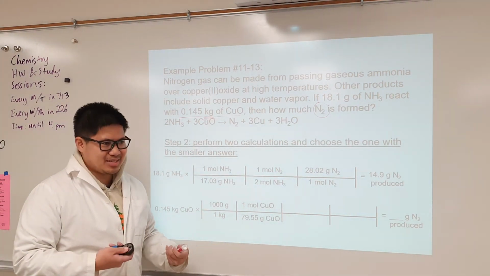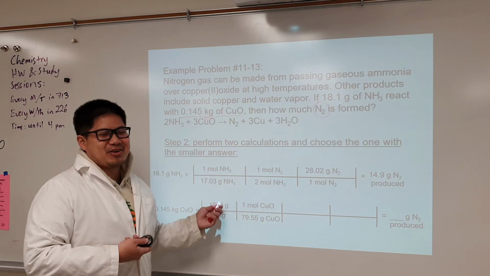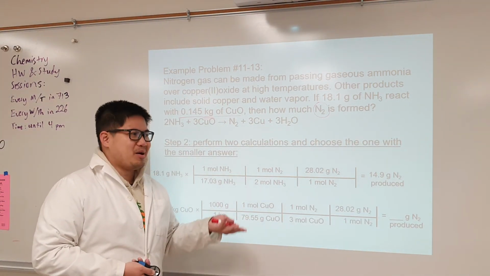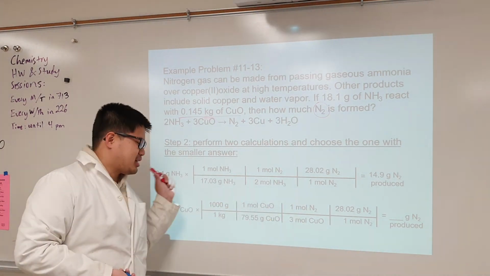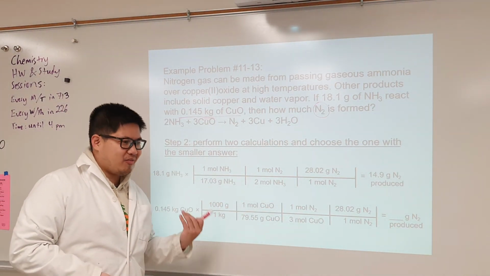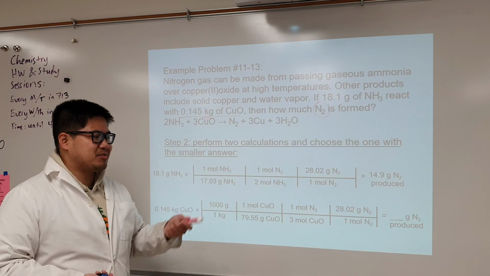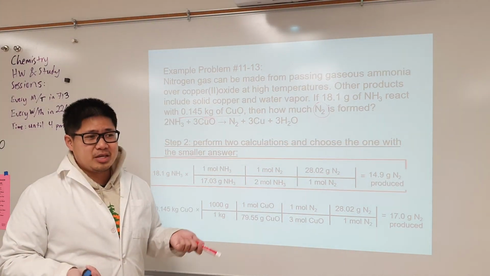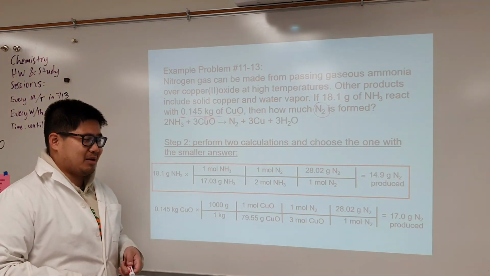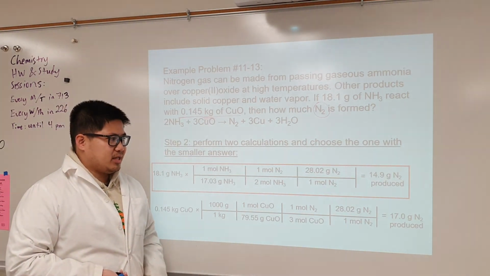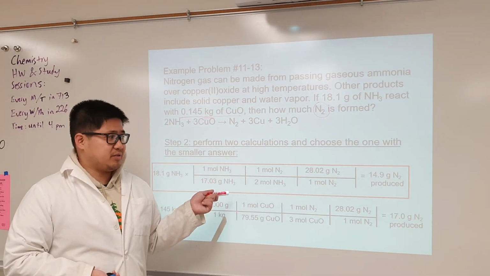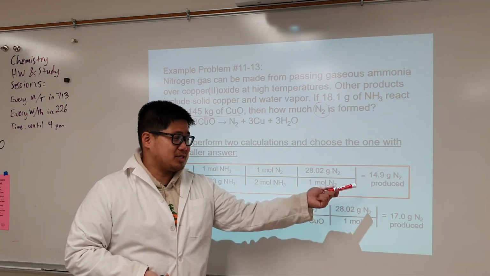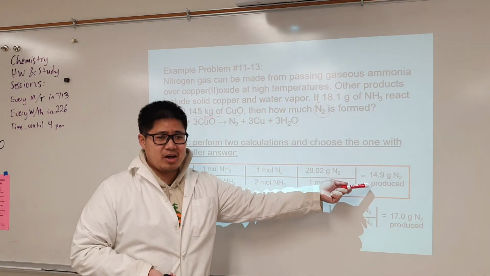Now that you're able to convert it to grams of copper oxide, you can do that same procedure again. Grams of your reactant to moles of reactant to moles of product to grams of product, cancel out the units, and you end in grams of nitrogen gas. You feel justified crunching your numbers, sig figs and all, and you end with 17.0 grams of nitrogen. Now, why is it that this first one is boxed? Because if you compare these two values, 17.0 and 14.9, which is the smallest value? 14.9 is the smallest value.